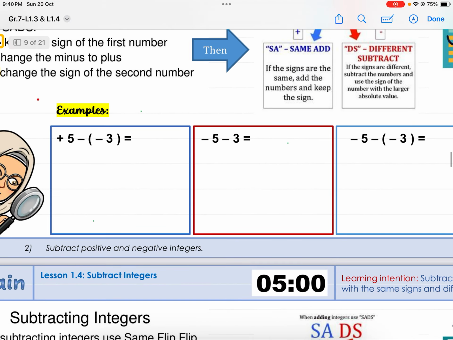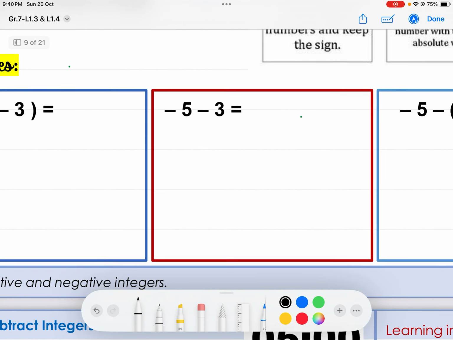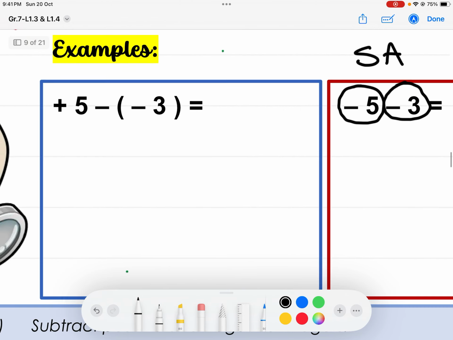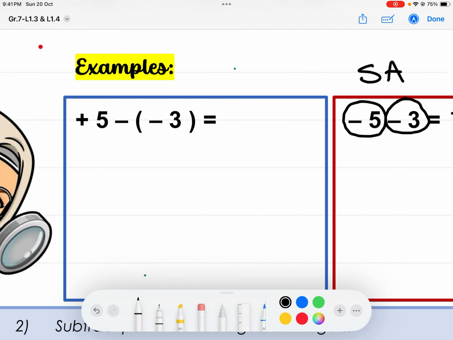Yeah, ready? Let's start. Let me start with this one. Okay, again, circle the number with the sign. What's the number? 5. What's its sign? Negative. Then 3. What's the sign of a 3? I'm going to take the minus as its sign and circle it. So I got same sign. I will apply the rule same, add. So 5 plus 3, that will be 8, and the sign will be negative. So same, add, and keep the sign.